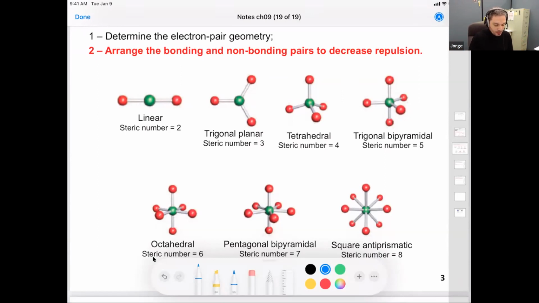For steric number equals to 3, the best way is to organize in a trigonal planar fashion. Steric number equals to 4, it's going to be tetrahedral. Steric number equals to 5, we must organize as a trigonal bipyramidal fashion. For steric number equals to 6, octahedral. Steric number equals to 7, pentagonal bipyramidal. And steric number equals to 8 is not very common, but the organization will be a square antiprismatic. Okay.